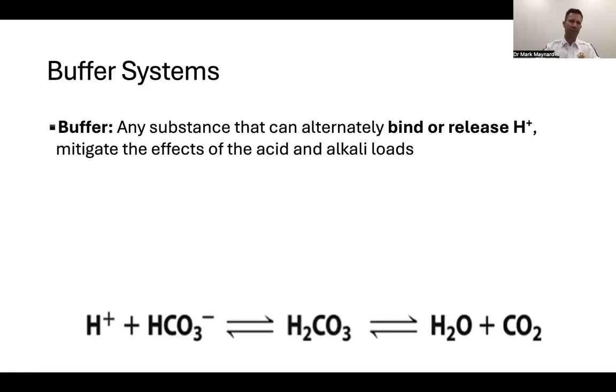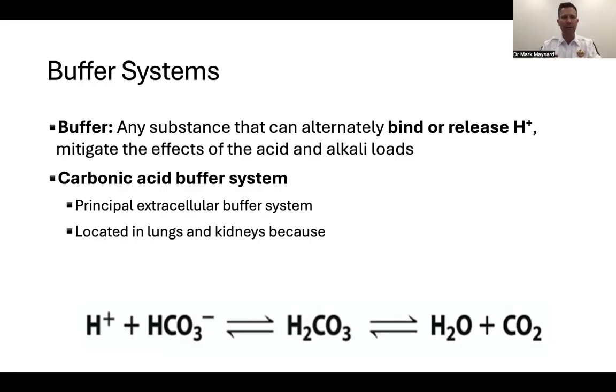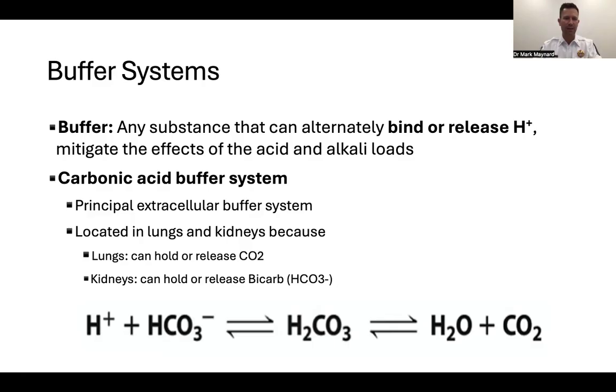And so what is a buffer? Buffer is basically any substance that can alternately bind or release hydrogen ions. So it mitigates the effect of taking an acid or alkali or basic loads. The carbonic acid buffer system is by far the most important, but not the only buffer system in the body. And it's located in the lungs and in the kidneys. So the lungs can hold or release CO2, and we'll see in a minute what that does. And also the kidneys can hold and release bicarb, or HCO3, also known as bicarb.